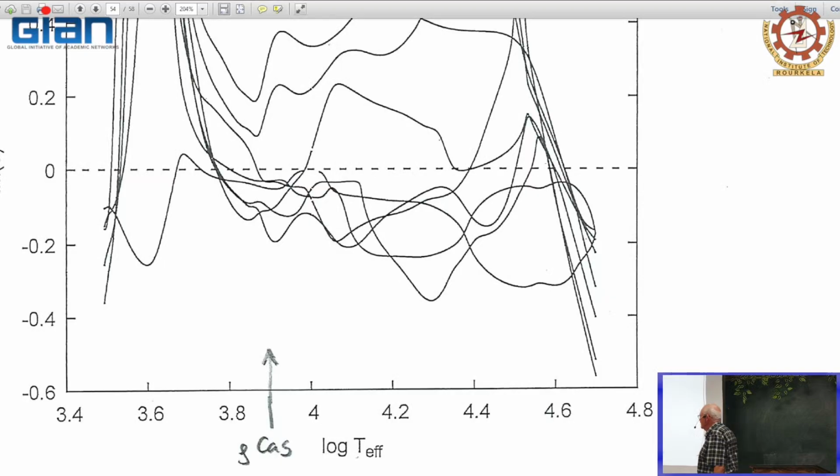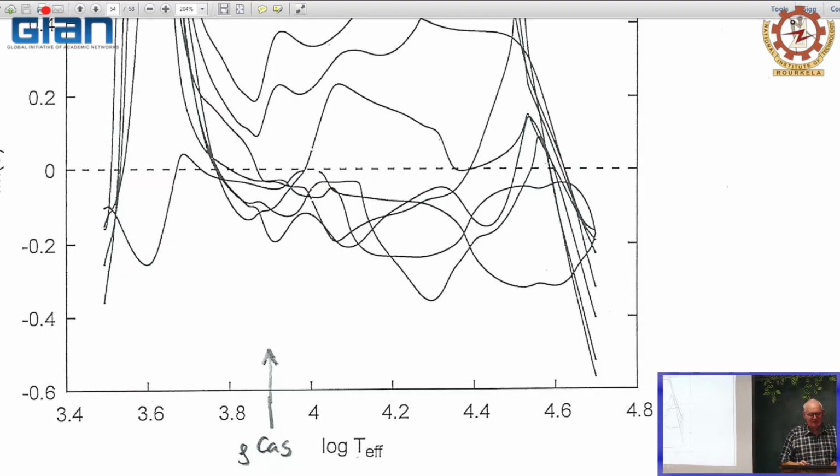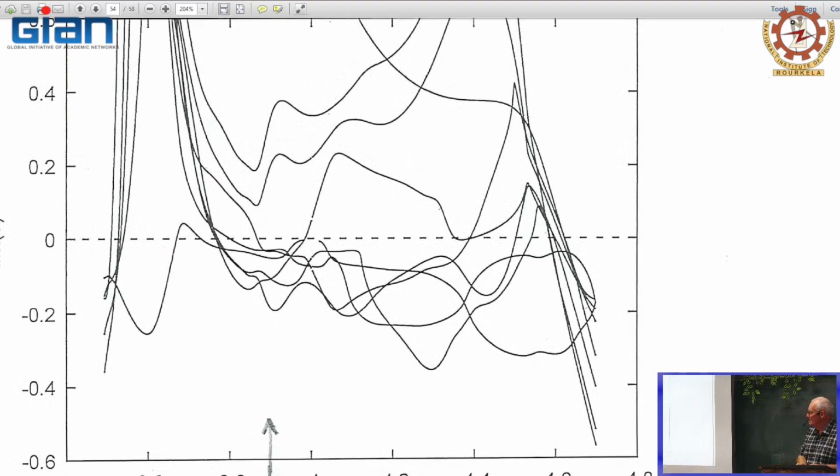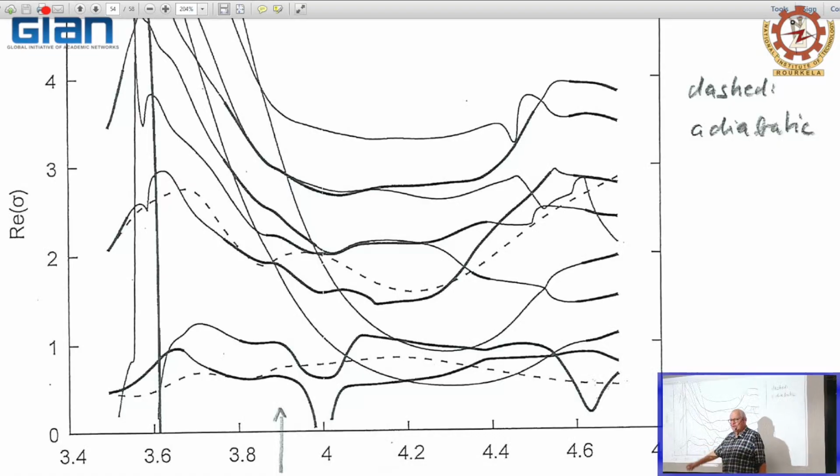But no adiabatic instability is found. These are all strange mode instabilities, and adiabatic instability does not exist. For all these adiabatic modes, the fundamental adiabatic mode stays well above zero.